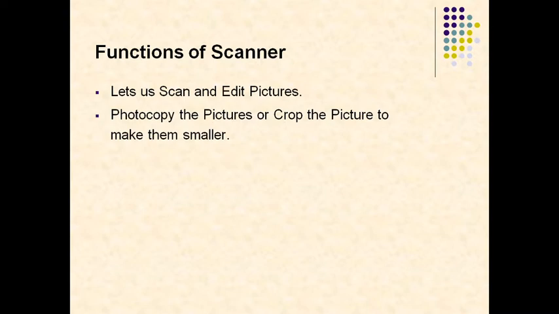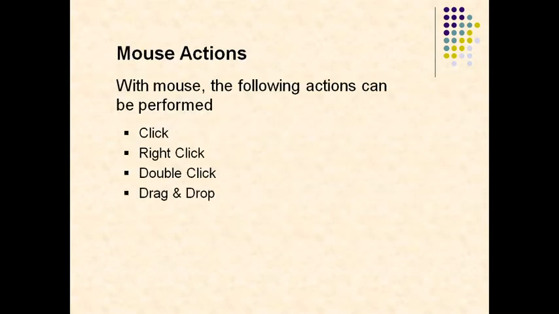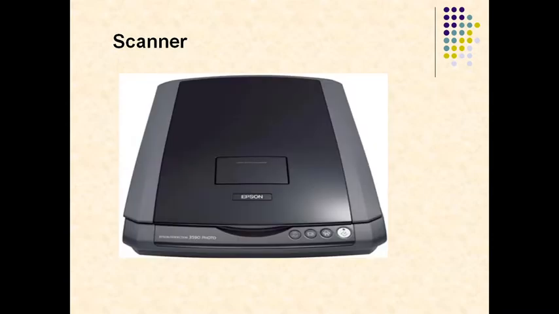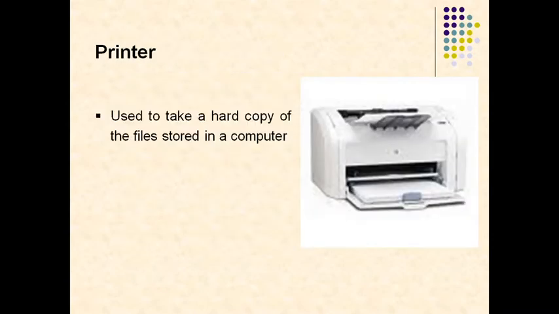That is the first function. The second function is photocopy the pictures or crop the picture to make them smaller. So we are creating a photocopy of the pictures, and then we can crop the picture to make them smaller using the scanner. Okay students, so this is about scanner we have seen. Now let us move to the next topic, which is printer.